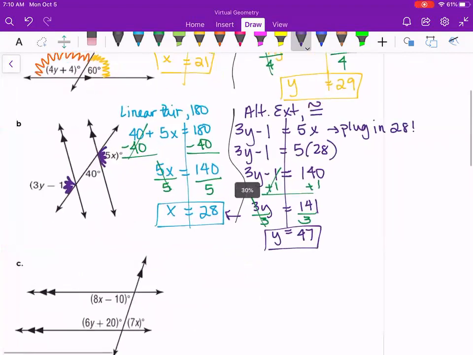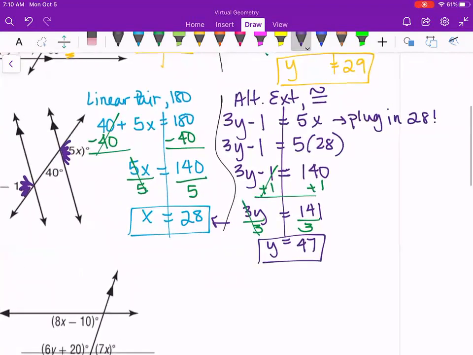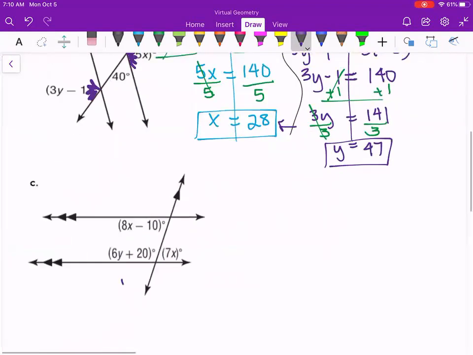So sometimes I can't necessarily use ones that I know are congruent to solve. I have to start with what I do know. Where do I have a relationship I can make? Then I can use ones that have two different variables as long as I know what one of them are already. So knowing that, let's try our last pair.